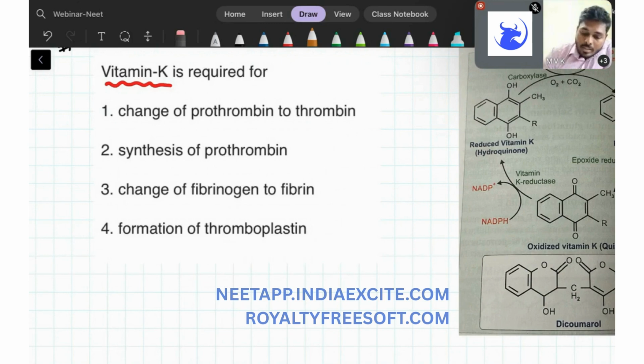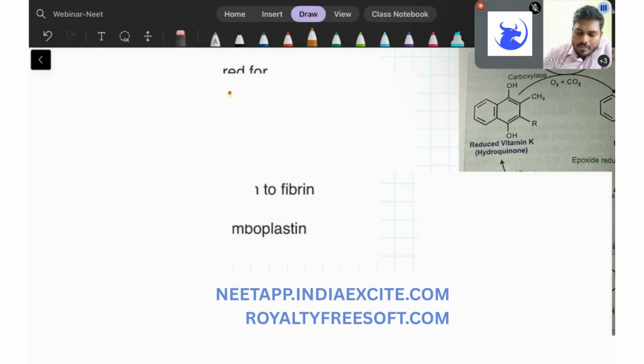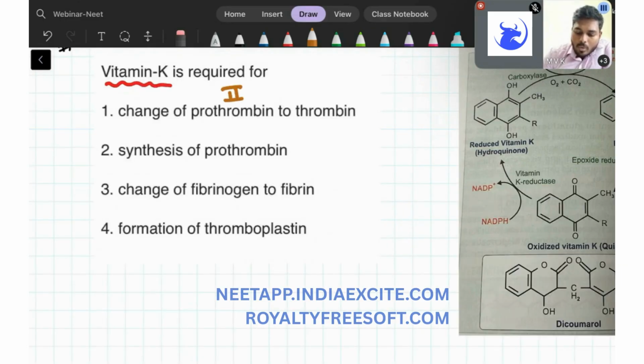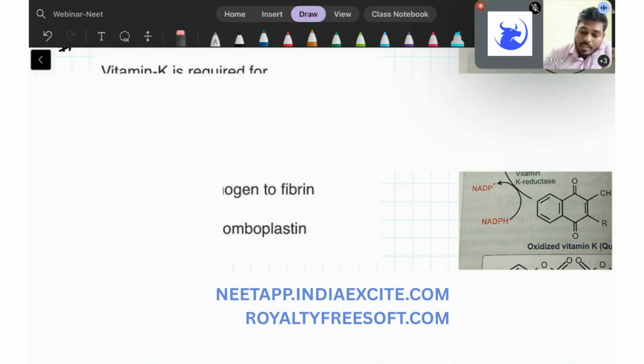You see what they are stating: change of prothrombin to thrombin. So what is prothrombin? It is factor 2. If anything has pro in front of it, especially in biology, it means it is in an inactivated state. An enzyme, because prothrombin is also a protein, right? Which is an enzyme, in its inactivated form. What is vitamin K going to do? It has no role in conversion of inactivated form to activated form, correct? So no role of vitamin K in this.